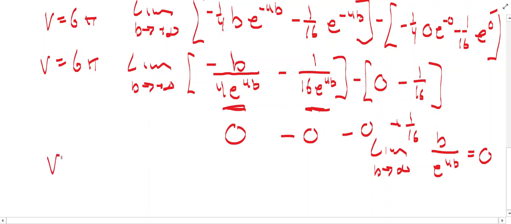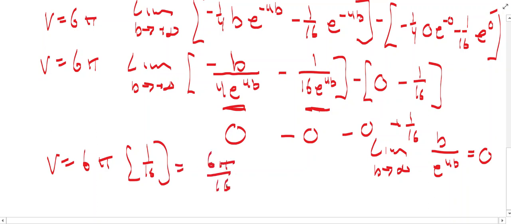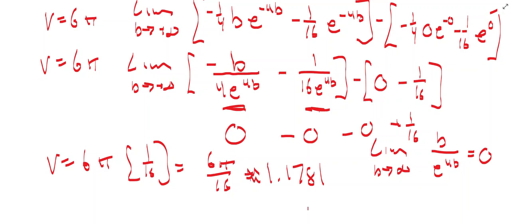So the volume is 6 pi times 1/16, which is 6 pi over 16, which as a decimal number will be approximately 1.1781. And there we have it. There is finding volume with the use of improper integration. All right, hope you enjoyed this.